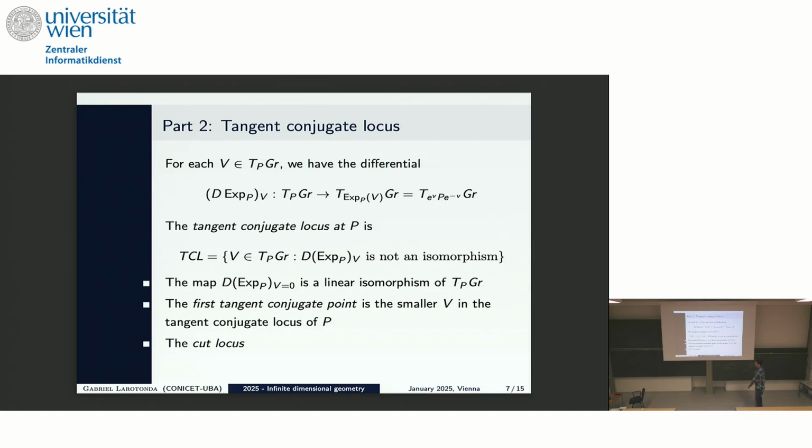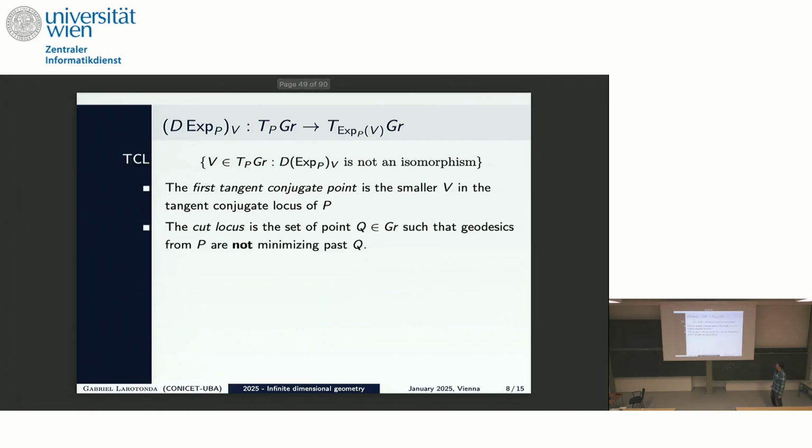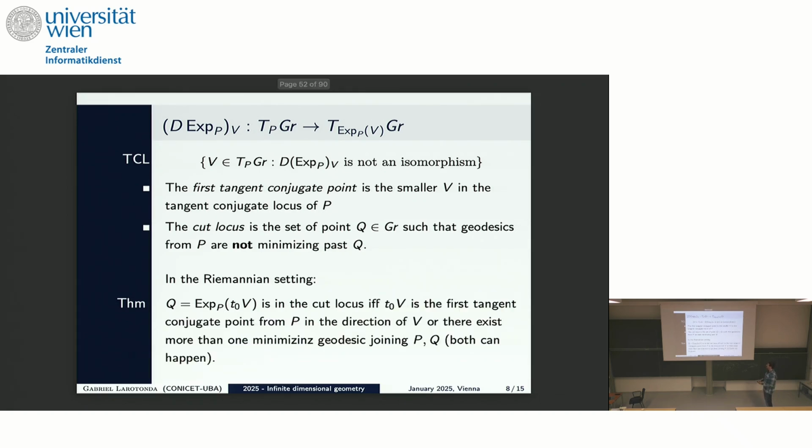And just a comment, the cut locus, which we will not be discussing much because I won't be entering into the metric part of the discussion, is the set of points Q in the Grassmannian such that geodesics from P to Q are not minimizing past Q. Standard notation. And with these two definitions, a quick reminder that in the Riemannian setting, a point is in the cut locus if you have a conjugate point there, or you have more than one short geodesic joining P and Q. And both things can happen.